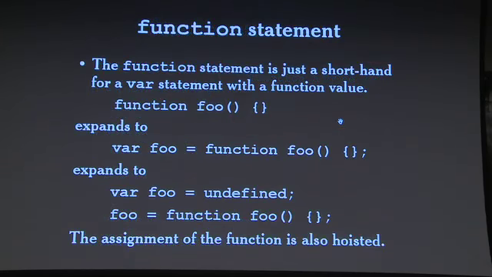And the reason why is because function foo, with no parameters and an empty body, expands to variable foo equals function foo with no parameters and no body. And this in itself expands to variable foo equals undefined, and then foo equals function foo. So this is really just a long, complicated way of performing a function expression. Why didn't you just make a variable foo and store an anonymous function in it?